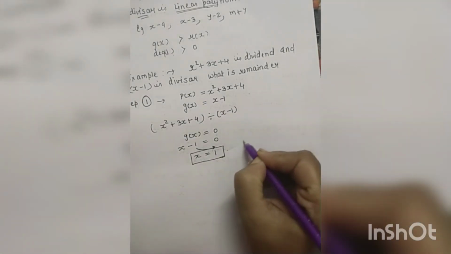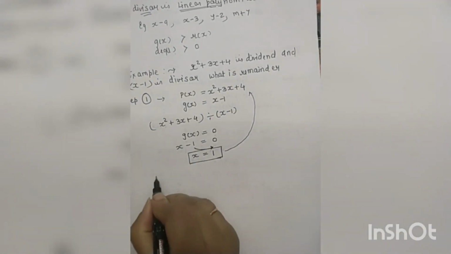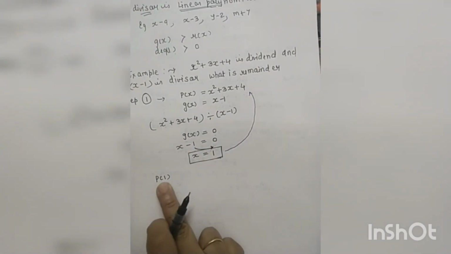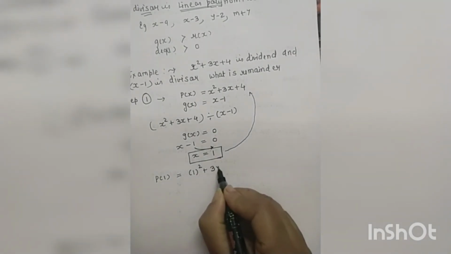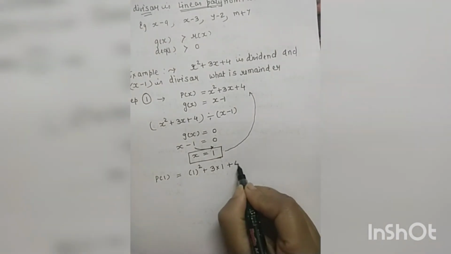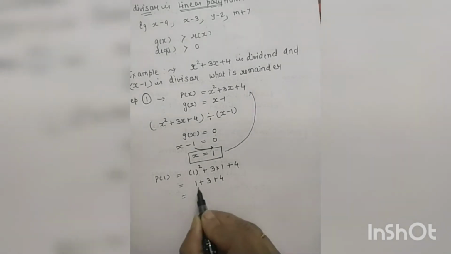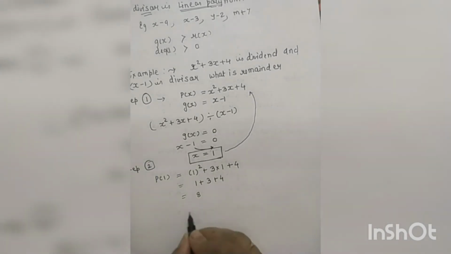Now what will I do? I will put this 1 into p of x. So p of 1. What do I have to put instead of x? 1. So my polynomial will become p of 1 equals 1 square plus 3 into 1 plus 4. 1 square is 1, 3 ones are 3, plus 4. That is 3 plus 1 plus 4, which is 8. This is step 2. There are only 2 steps, and this is nothing but my remainder. So 8 is the remainder.